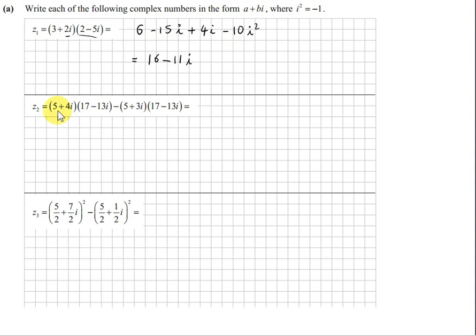Next we want to multiply this thing here out. 5 multiplied by 17 is 85. 5 multiplied by minus 13i is minus 65i. 4i times 17 is 68i. Plus 4i by minus 13i is minus 52i squared. Next we have a minus 1 into this product here. 5 times 17 is 85. 5 times minus 13i is minus 65i. 3i by 17 is 51i. Plus 3i by minus 13i is minus 39i squared.